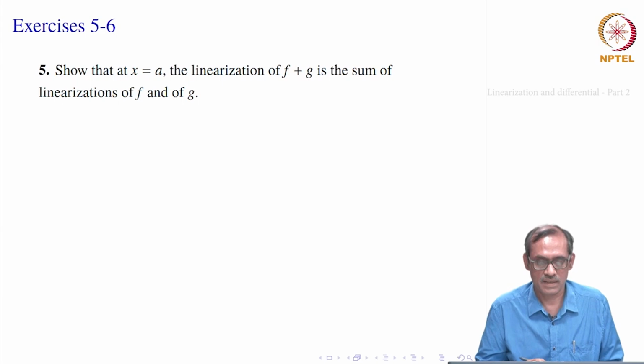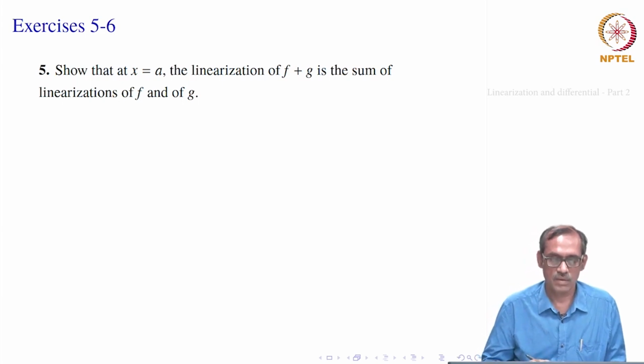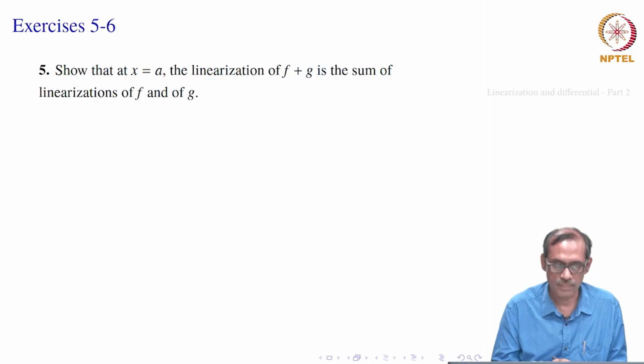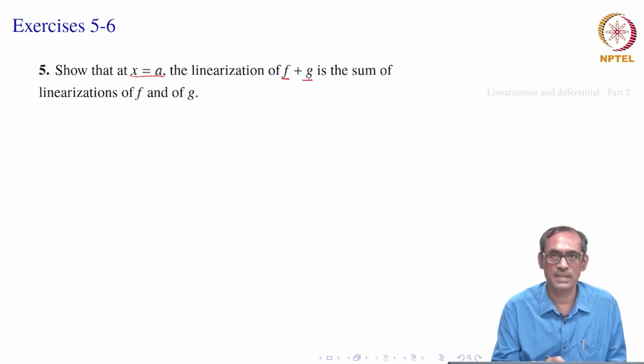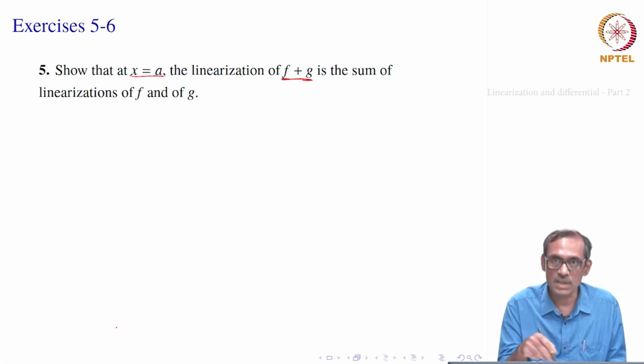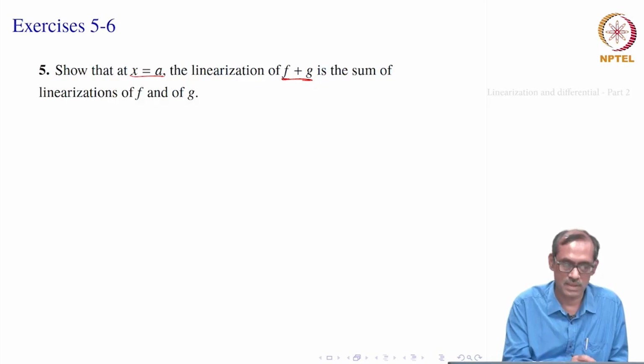Okay. Let us take the next problem. We want to show something here. What is to show? A point a is fixed and we have two functions f and g. They are of course defined in a neighborhood of that a, and we consider their sum f plus g. Now, f plus g is a new function. We have a linearization of f at a, we have a linearization of g at a, and also a linearization of f plus g. So, what is the relation between those three linearizations of the functions? That is what is being asked.